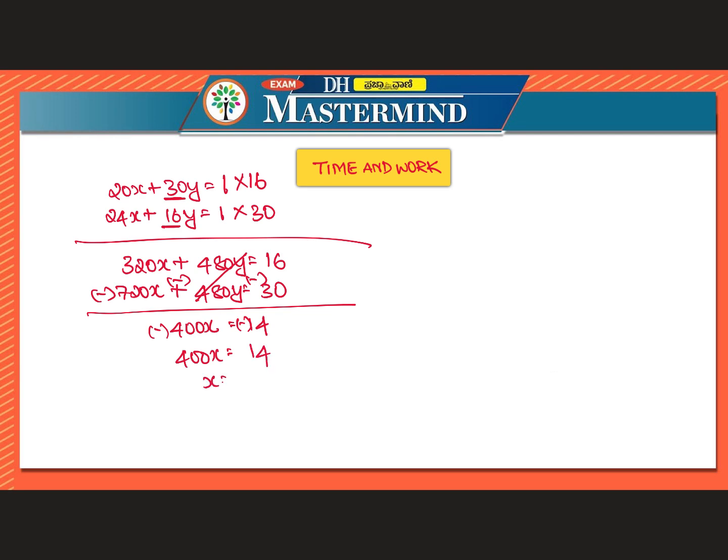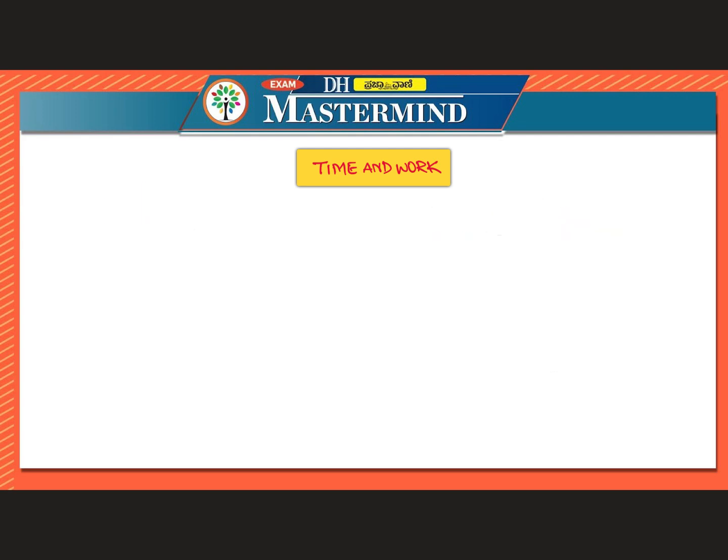That means x equals 14 divided by 400. It's nothing but x equals 7/200. So x represents one man's one day's work. So one man can do a piece of work in 200 by 7 days. After solving both the equations, we have found out that one man's one day's work is equal to 7/200, whereas one boy's one day's work is equal to 1/100.